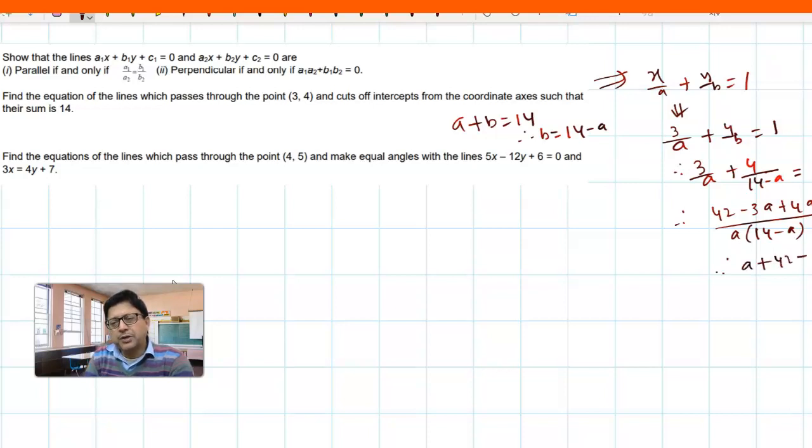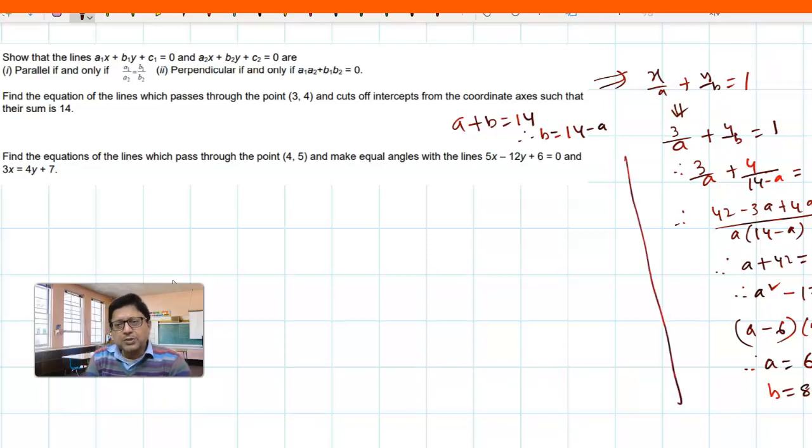So a square minus 13a plus 42 equals 0, so this will be (a minus 6)(a minus 7) equals 0. Two values of a will be there, so two values of b will be there. That is 8 and 7. So two lines are possible.